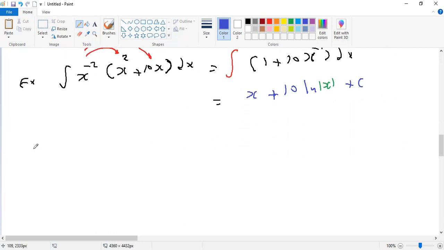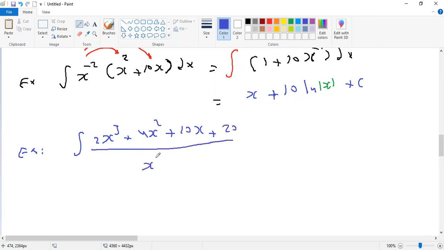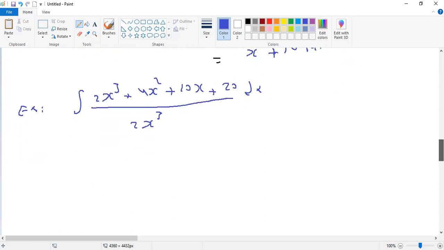Again, another example. Let us say I have the integral of 2x cubed plus 4x squared plus 10x, for example, plus 20, divided by 2x cubed, dx. How do we find the integral of this one? To find it, we divide, because the denominator is only one term. If it were plus or minus, we couldn't. But here we have only one term.